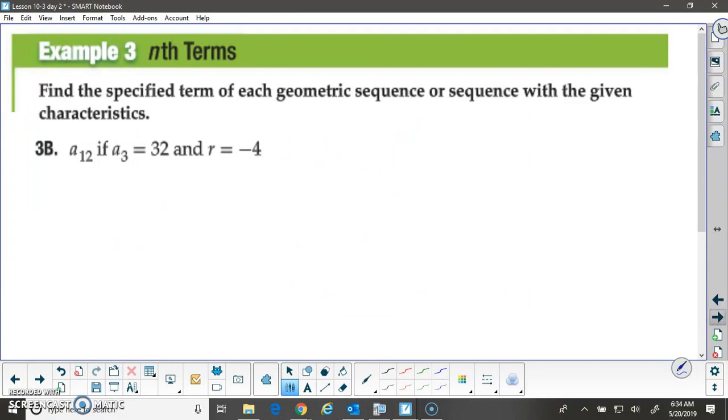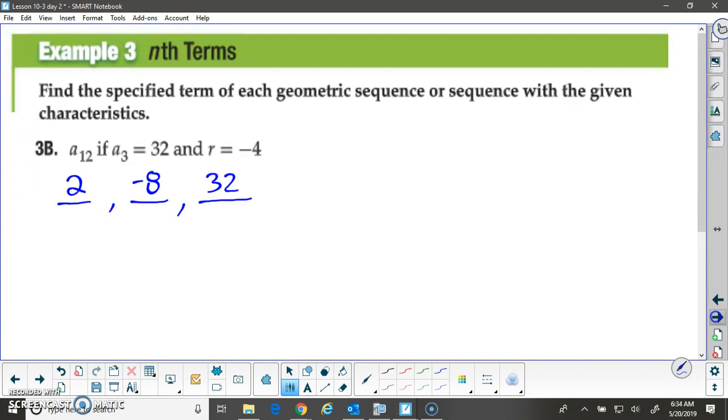Next problem wants us to find the 12th term. This time it doesn't give us the first term. It gives us the third term is 32 and the common ratio is -4. Well, if it helps to try to find that first term, what you can do is you can work backwards. You can see that the third term is 32, so the previous term would have to be -8, because what's -8 times -4? It's positive 32. Which means that our first term would be positive 2, because if you take 2 times -4, you get -8.